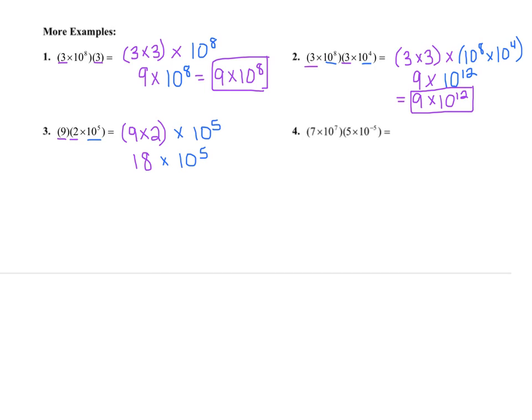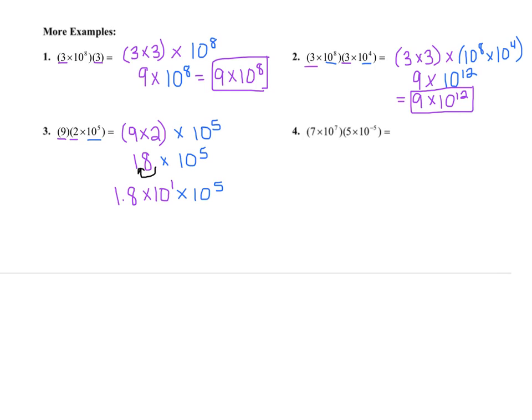So now you're going to ask yourself, is 18 in scientific notation? No, it's not. So you want to convert it into scientific notation. To do that, you're going to move the decimal 1 spot to the left. So we're going to rewrite it: 1.8 times 10 to the 1st power. And now we're going to multiply that by 10 to the 5th power.